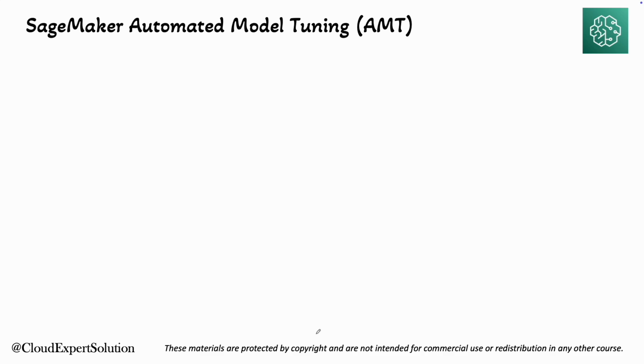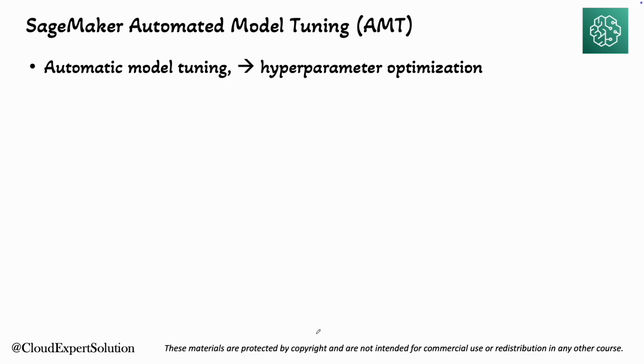We'll next move to Amazon SageMaker Automated Model Tuning. Automatic model tuning, also known as hyperparameter optimization, is the process of finding the best hyperparameters for your machine learning model.